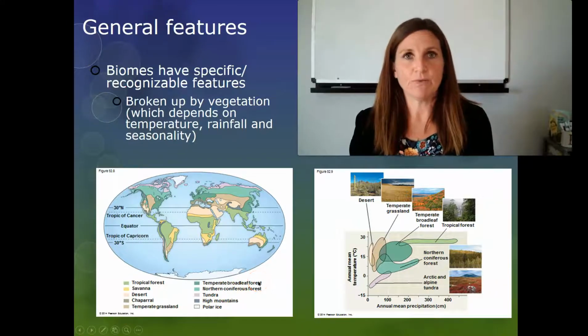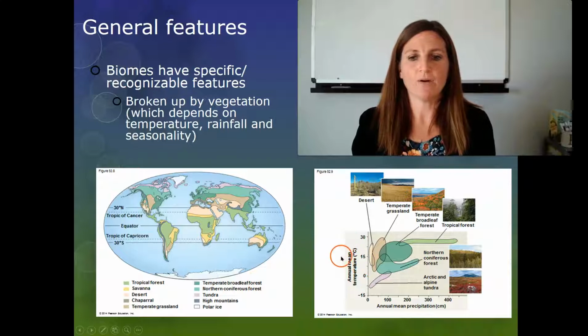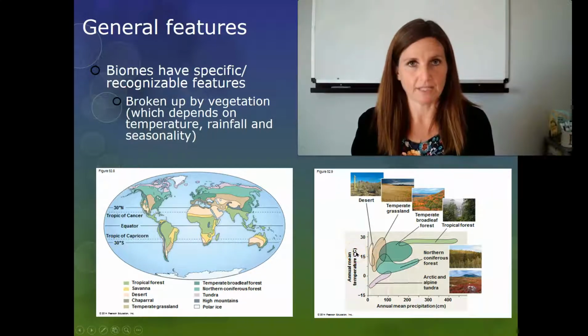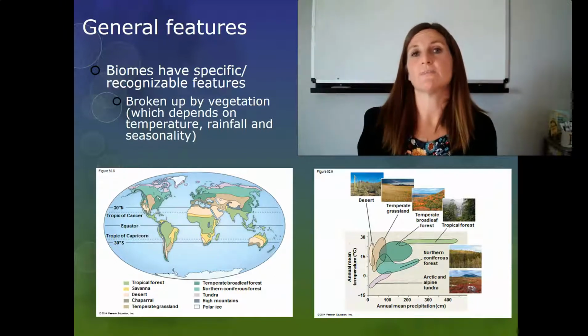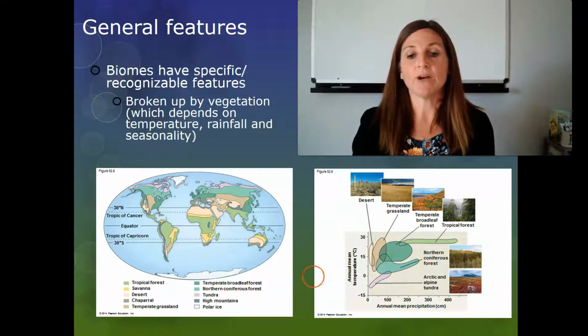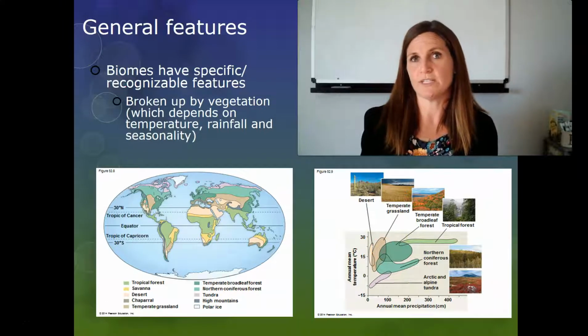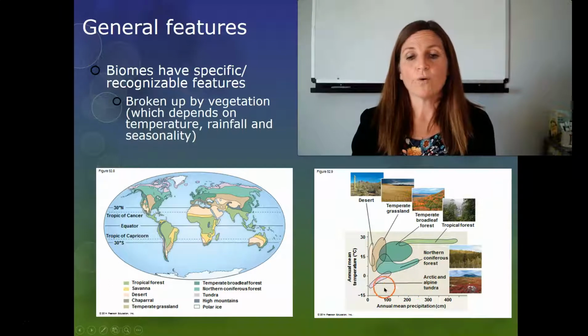Most of the time when we look at a biome, it's going to give us a readout of the temperature in Celsius. Celsius is what the whole world uses to measure temperature. It's not what we in the United States use to measure temperature, but 0 is freezing in Celsius, where 32 is freezing in Fahrenheit.